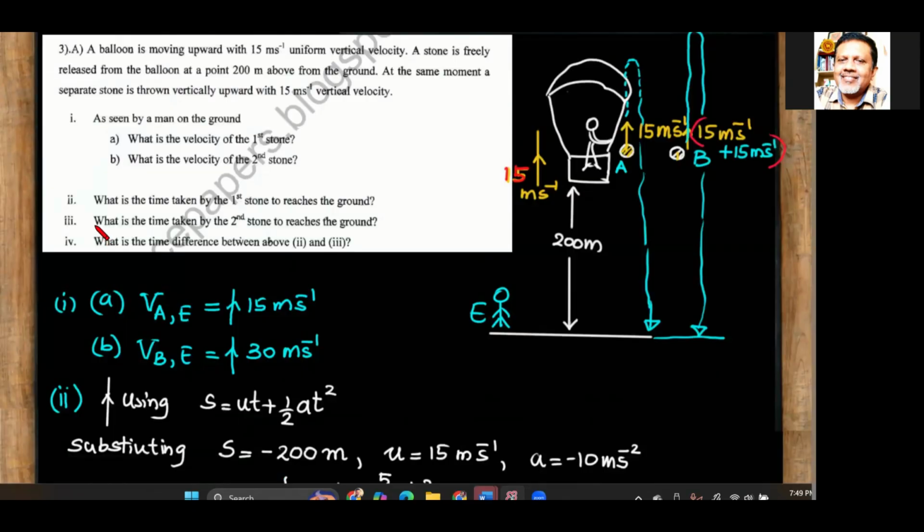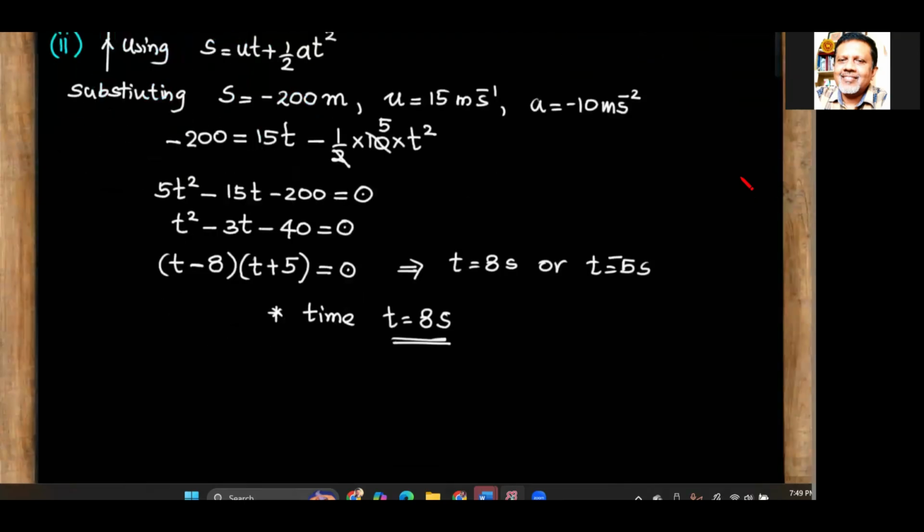Third part, what is the time taken by the second stone to reach the ground? Similarly, we have to calculate by considering the initial velocity as 30 meters per second, right? Initial velocity as 30 meters per second, and see whether we can calculate the time in the same manner. Row number 3. Again, using upward direction, s equals ut plus half at squared.